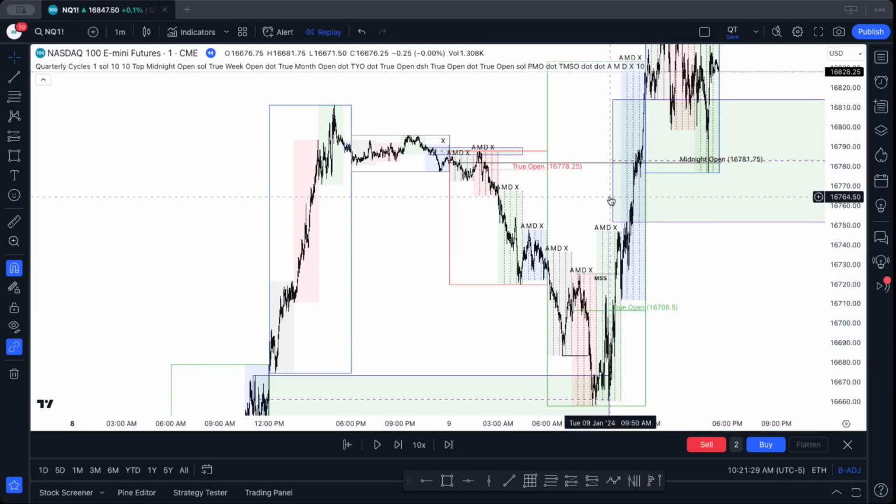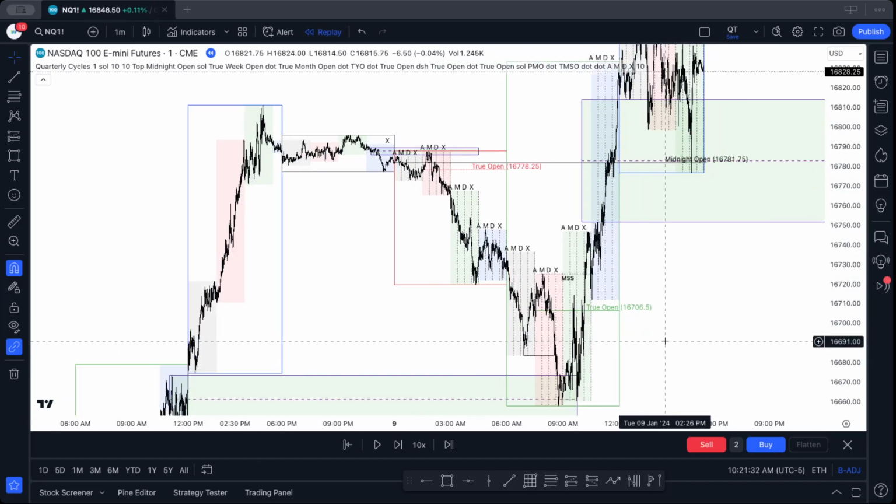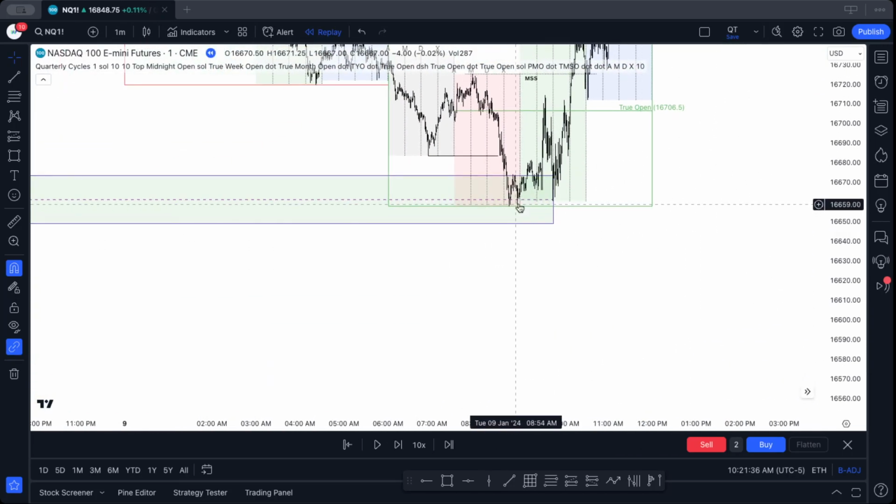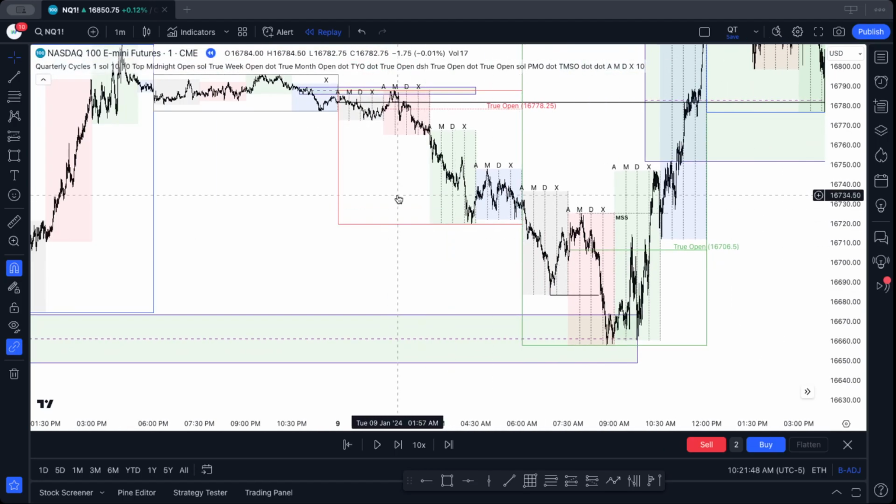So when we had such high confluence, and I forgot to mention too that I remember now that right here we had SMT with ES. So NQ created a higher low and ES created a lower low. So that made it a higher confidence play to go long. And so that is how you could have played this day.